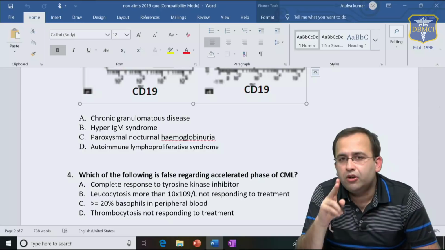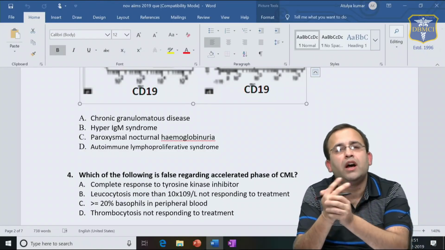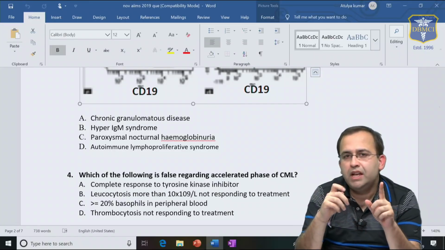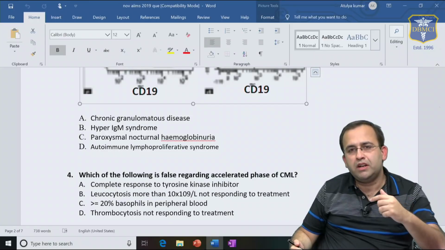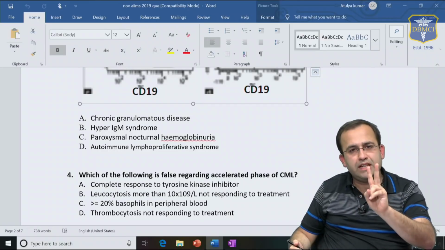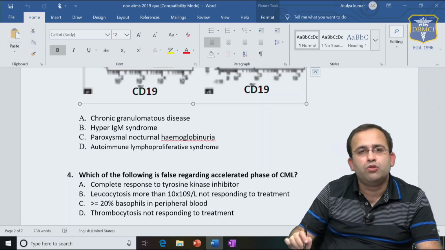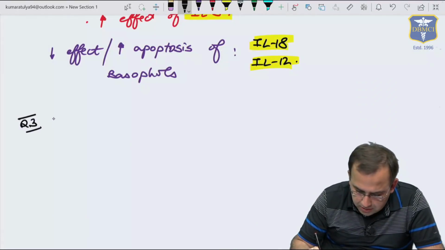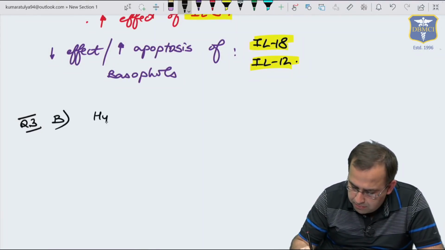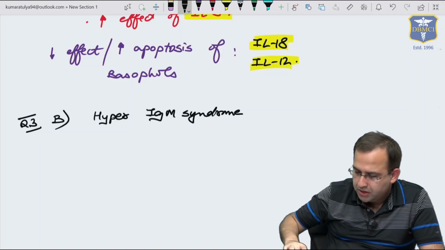This was the second topic that I was after your life, that is diseases associated with adaptive immunity. They were primary and secondary. Secondary main disease was HIV. Primary diseases were divided into B cell defects, T cell defects, combined B and T cell. Hyper IgM syndrome is a B cell defect. Let me write this. Question number 3, the answer is B, that is hyper IgM syndrome. This was an application based question.